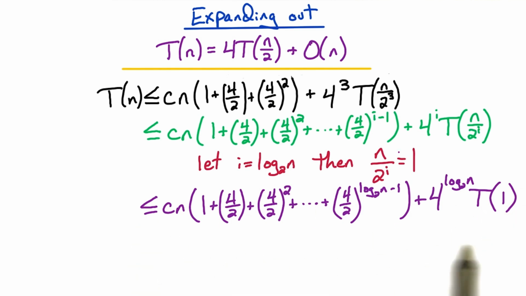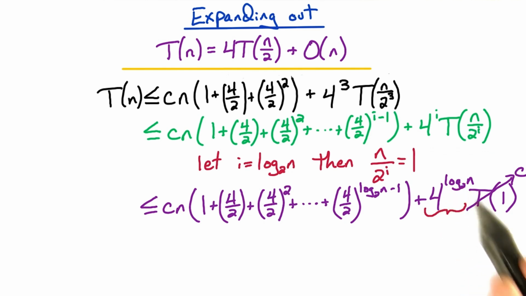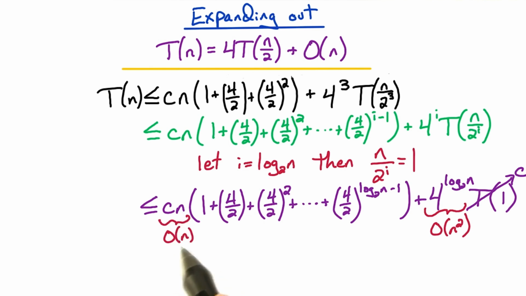Now let's try to simplify the terms here. First off, what is T of 1? T of 1 is at most c, so we can upper bound this by c. What is 4 to the log base 2 of n? Well, this is order n squared. c times n is order n. Now what about this geometric series?